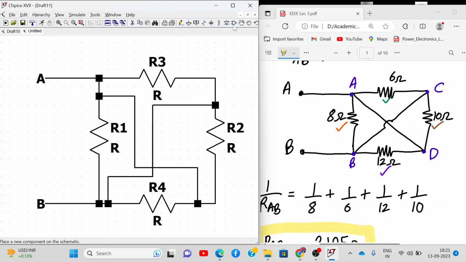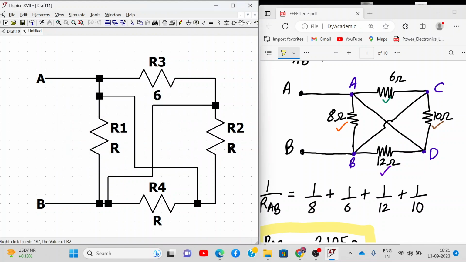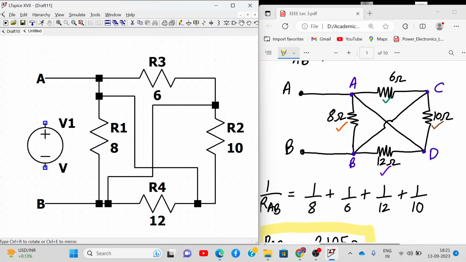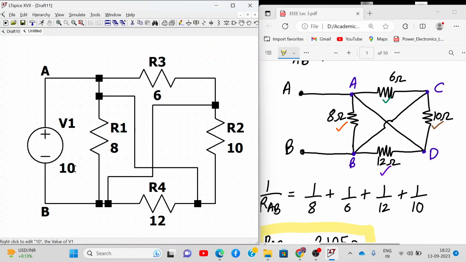Now, how to find the value of equivalent resistance? First of all, let me write the values. This is 6 ohm and this will be 10, this will be 8 ohms and this R4 will be 12 ohms. Then we need to connect a voltage source, let's say of 10 volt, between points A and B. So 10 volt divided by the current flowing through V1 will be my equivalent resistance. Voltage divided by current will be my equivalent resistance. I also need to add the ground, like this.